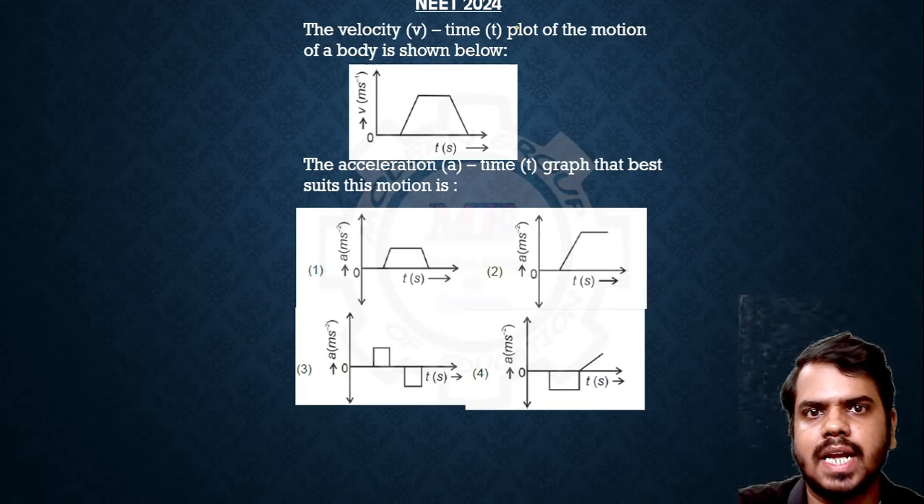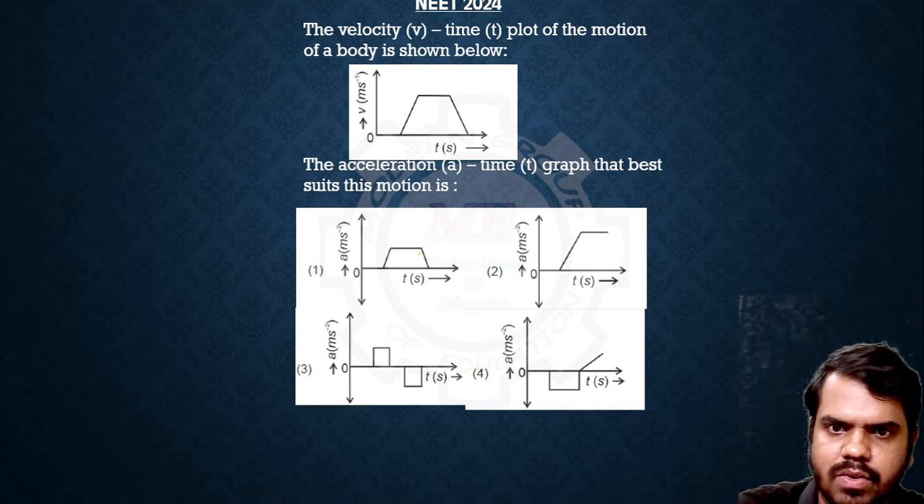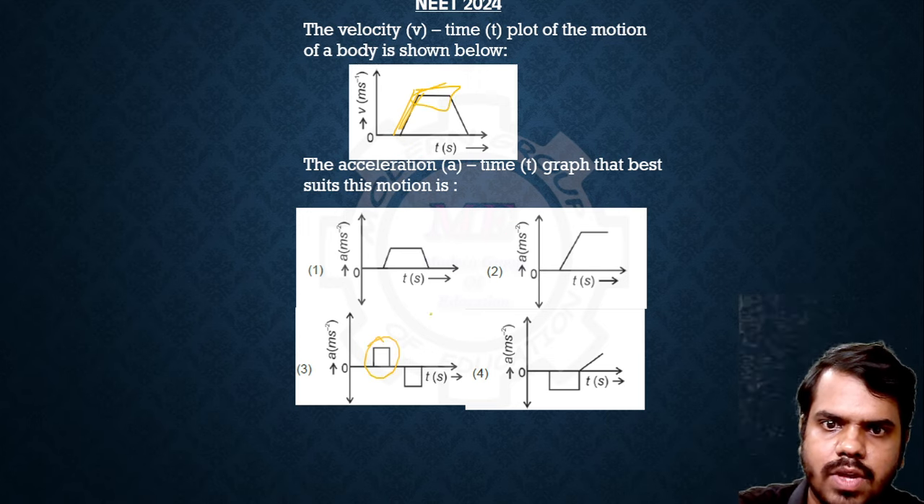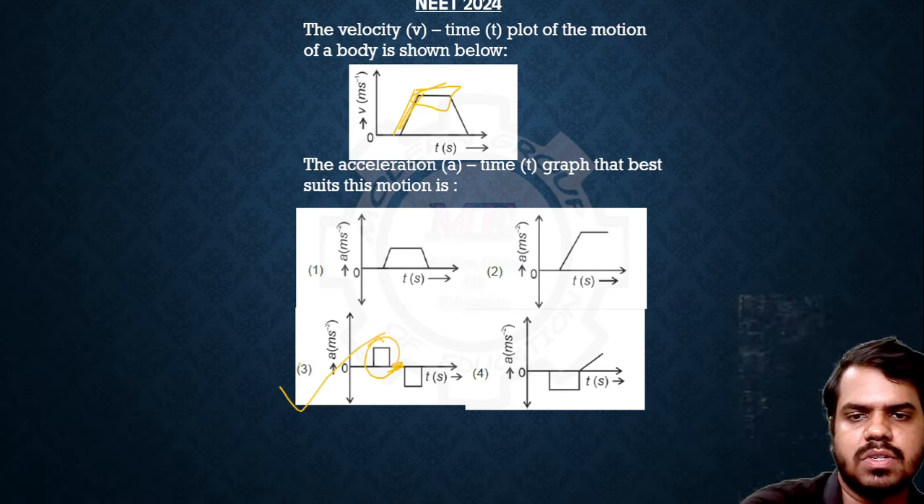The velocity versus time plot of the motion of a body is shown below. So you have to find the acceleration. This is the positive slope. Okay, positive slope means positive acceleration. Here it is zero slope, that means zero acceleration. And here it is negative slope, that means negative acceleration. So option C is correct. Very easy. Option 3 is correct.